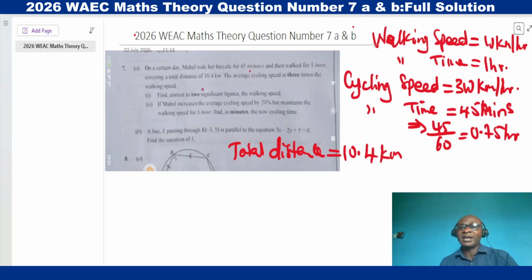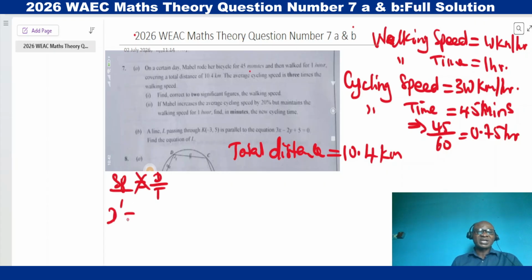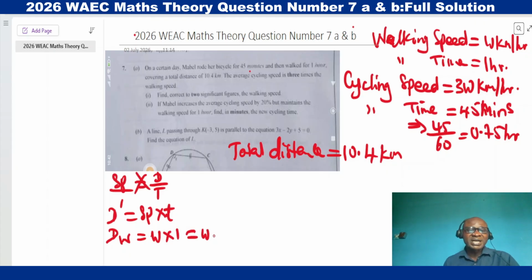But how do we find the distance for each of them? From the speed formula, speed is given by distance over time. By cross multiplication, distance is equal to speed multiplied by time. So let's find for walking. The distance covered walking will be equal to the speed, W kilometers per hour, multiplied by the time, 1 hour. This gives us W. Remember, this is the distance walking, so W km.